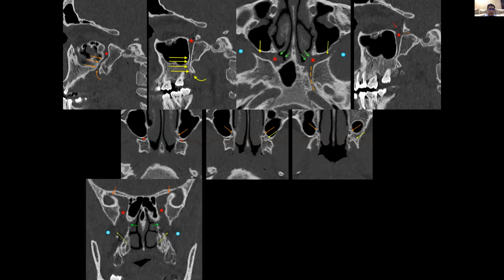So this is the coronal cut of the same. On the coronal cut, you can see the pterygopalatine fossa, which is opening into the superior orbital fissure and inferior orbital fissure. You have the pterygopalatine fossa proper, which is opening inferiorly into the greater and the lesser palatine nerves, medially into the nasal cavity, laterally into the infratemporal fossa.